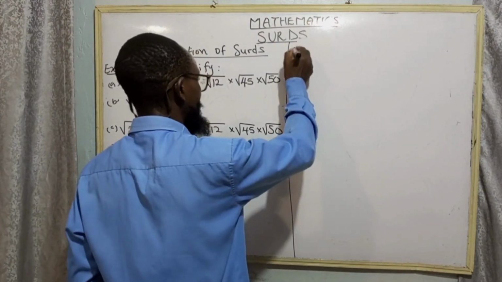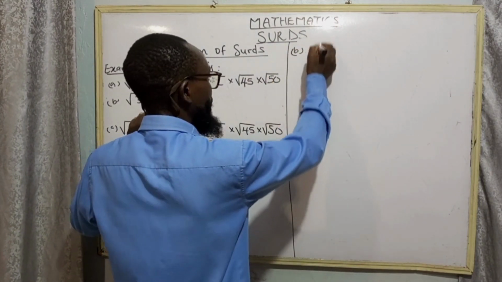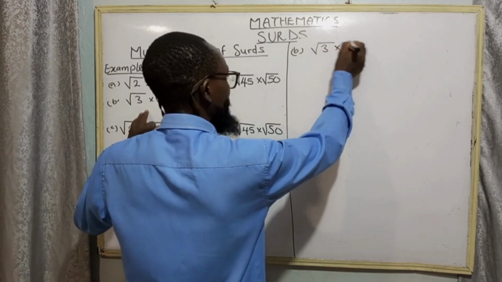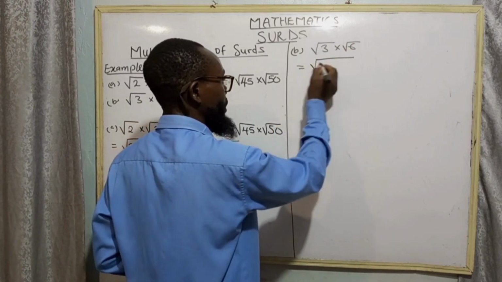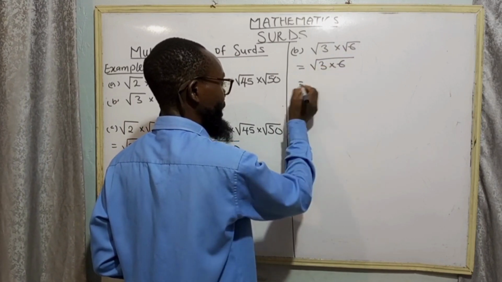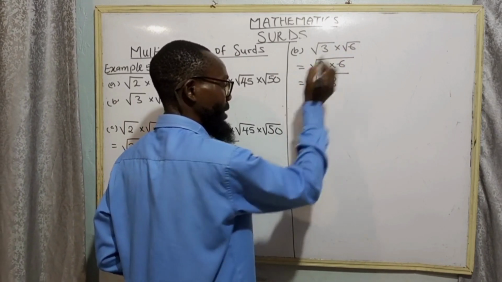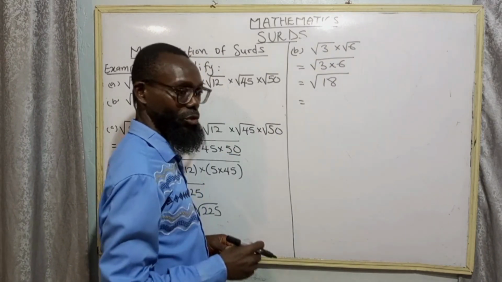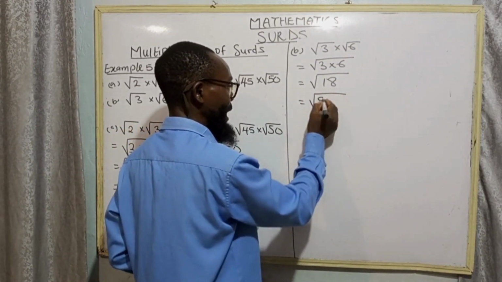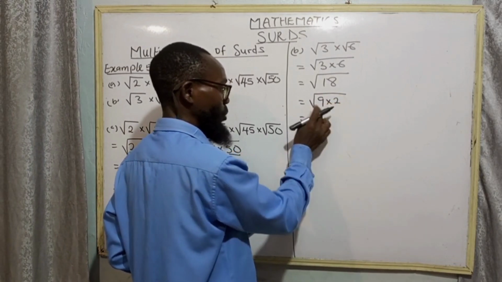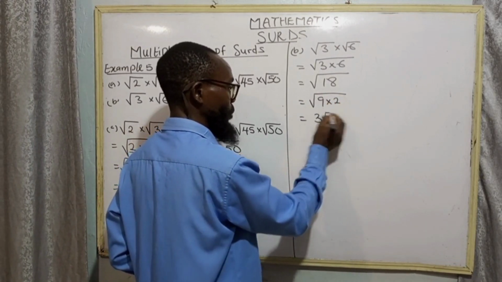Question B. We have square root of 3 multiplied by square root of 6. So we have square root of 3 multiplied by 6, that is square root of 18. So for this 18, you can look for two factors which, when you multiply, you get 18. That is square root of 9 times 2. And square root of 9 is 3. Square root of what? 2.